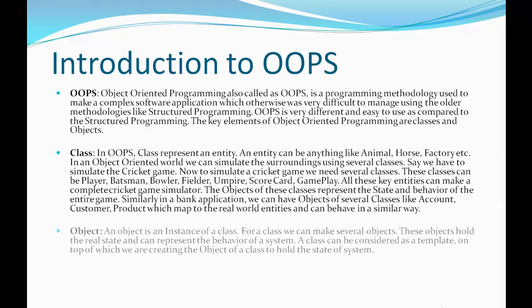Object. An object represents an instance of a class, and we can create several objects for a particular class. These objects hold the real state and can represent the behavior of a system. A class can be considered as a template, on top of which we can create an object of a class to hold the state of a system.